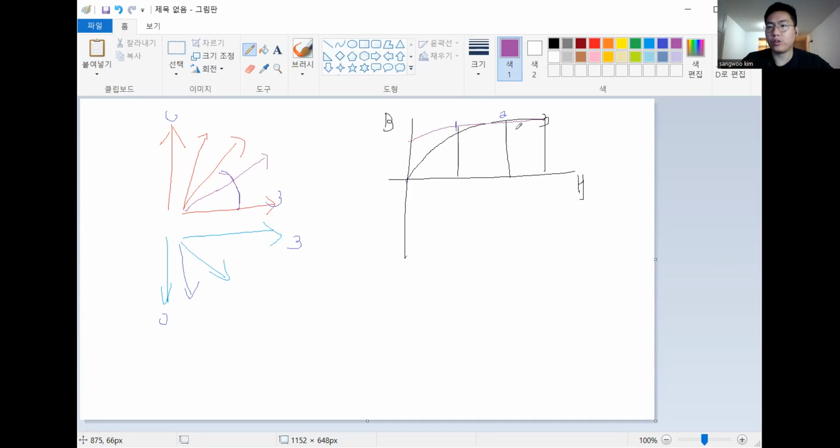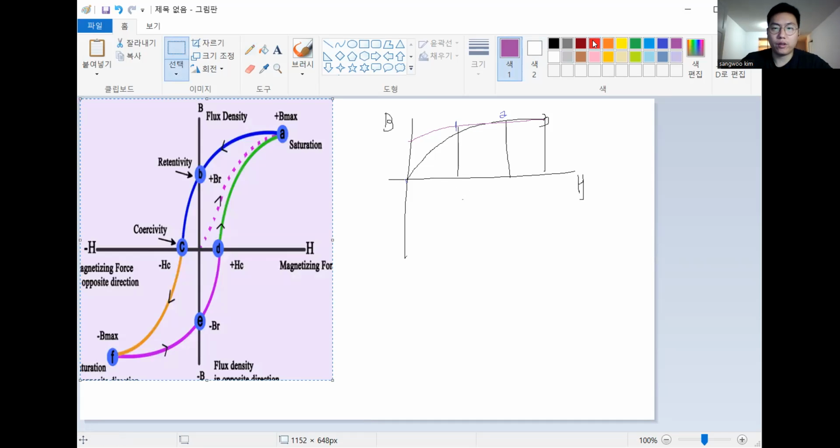For the hysteresis loss equation, we try to get the area that I showed. The purpose of the equation is to know how much this area is. That's hysteresis. Okay, guys, let's move on.